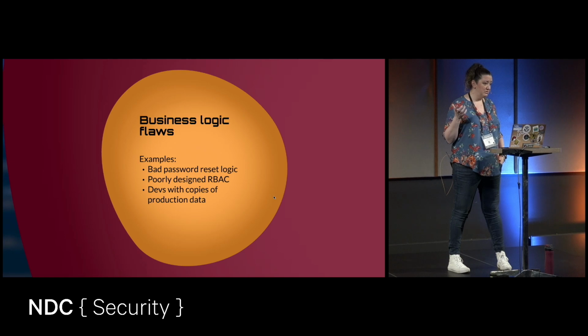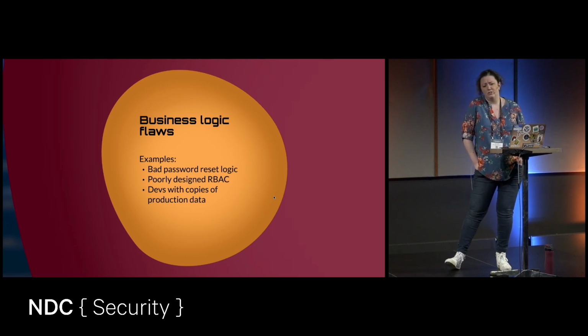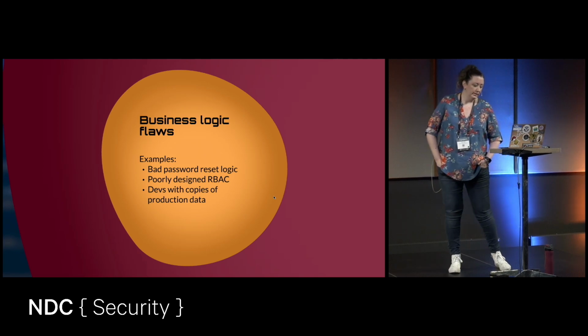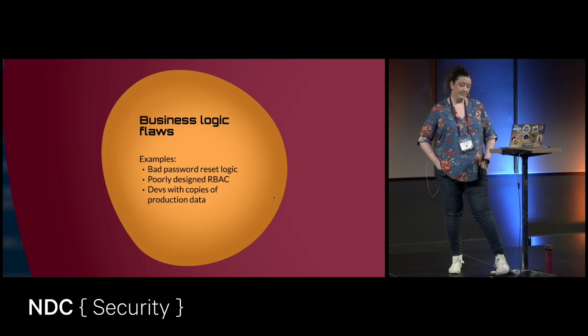Some examples, just really high level: bad password reset logic. Any sort of password reset logic where a human is involved, you have to call an admin, that's going to be a vulnerability because we all know that humans are the weakest link. Poorly designed role-based access control. This is a personal pet peeve of mine: developers that have copies of production data.